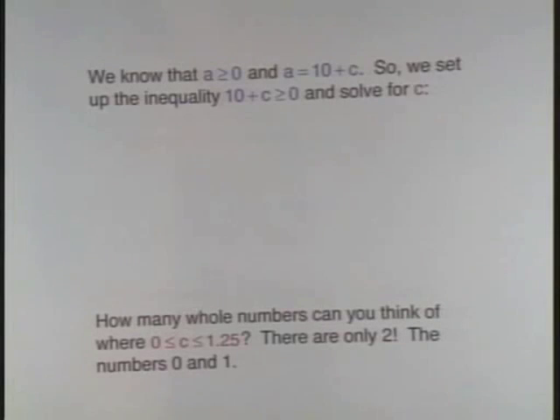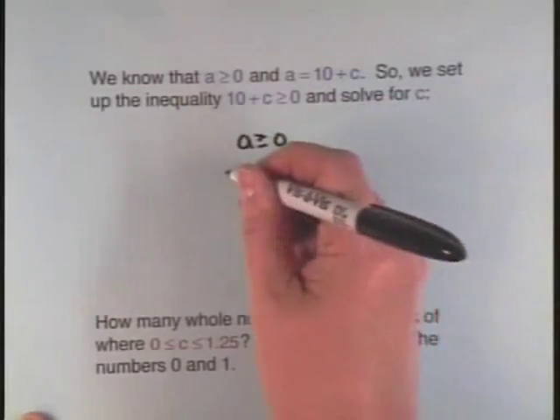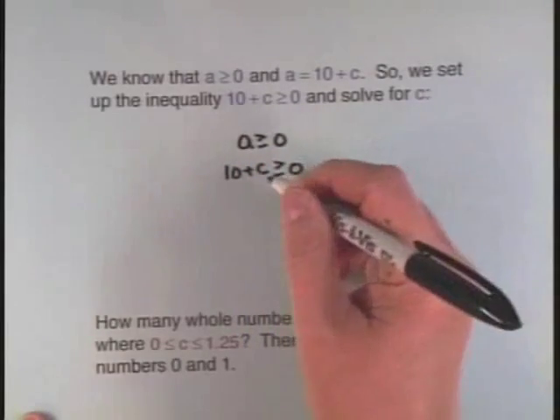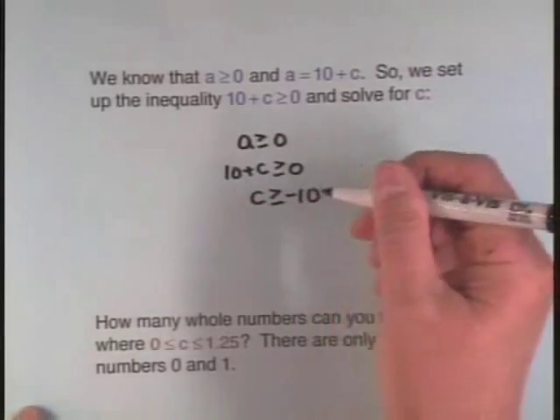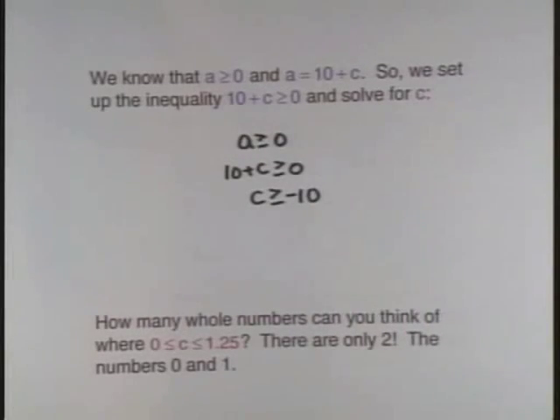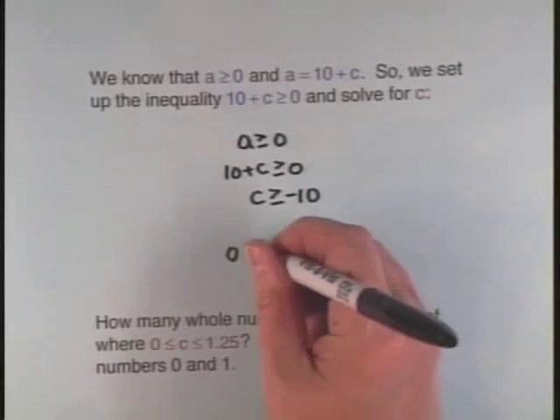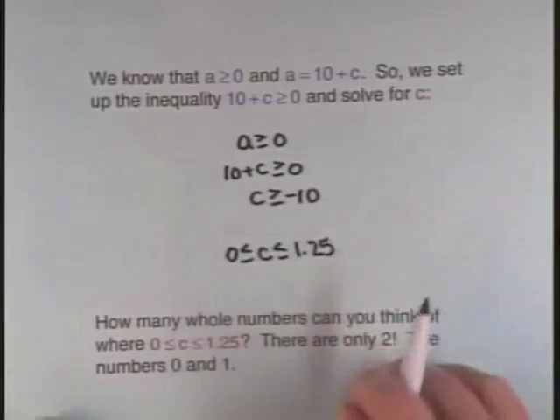We know that A is greater than or equal to 0 and A equals 10 plus C. So we set up the inequality 10 plus C is greater than or equal to 0 and solve for C. A greater than or equal to 0 means 10 plus C is greater than or equal to 0. Subtracting 10 from both sides gives C is greater than or equal to negative 10. Since we already know that C is greater than or equal to 0, we're going to use the 0 less than or equal to C less than or equal to 1.25 from the previous step.